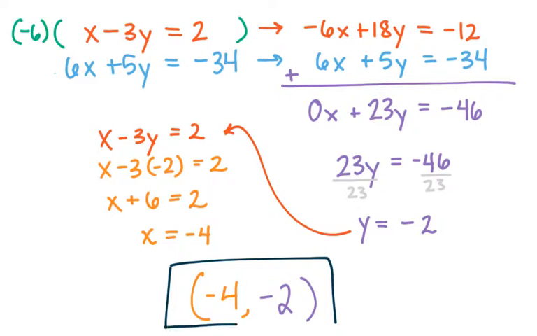This is the one consistent, independent solution where these two lines intersect. This point is on both of the two lines. And that's how we solve using the elimination method.